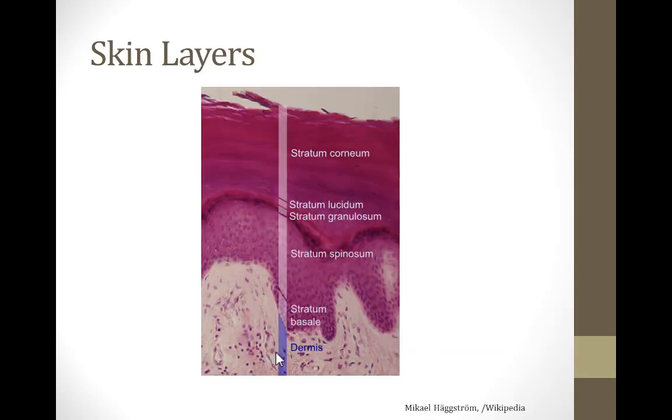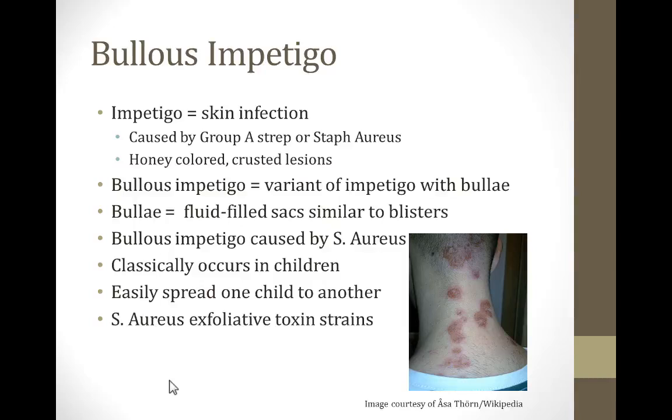And here's a picture to remind you of the layers of the skin. So all these layers up here are the epidermis, and the dermis is down here at the bottom. So the stratum granulosum is right here in the middle, and this is the layer that's going to be affected by the Staph aureus toxin. And therefore, the epidermis layer up here can slough off, but the dermis can regenerate, and the skin can come back without any scarring.